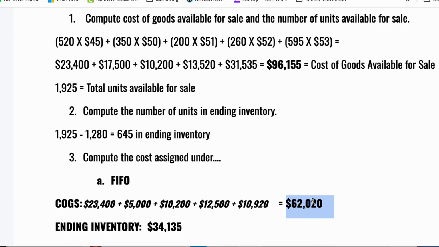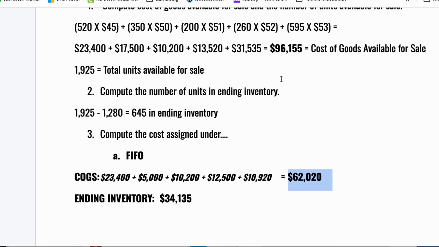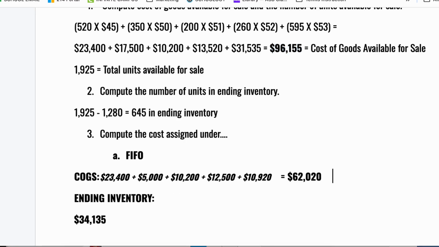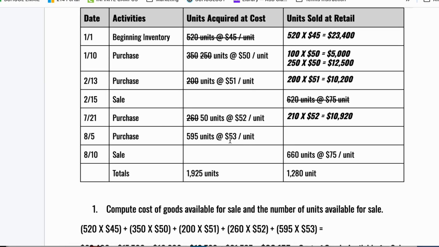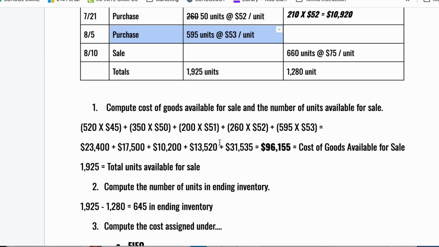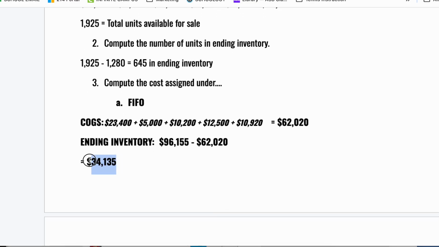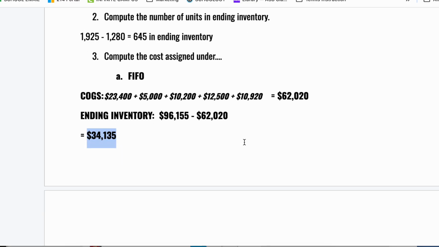Okay, and then for my ending inventory, once I know my total cost of goods available for sale, I can just take 96,155 minus the amount that I sold, which is 62,020, and that gives me 34,135 for my ending inventory. Or I can just multiply what's left. I can take 50 times 52 plus 595 times 53, and that's also going to get me my ending inventory of 34,135. Okay, so that's for FIFO.